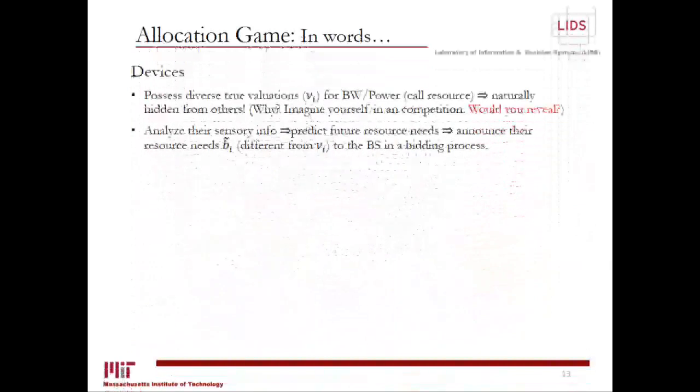In words, the allocation mechanism works as follows. We have devices that have diverse valuations, ν_i, for the bandwidth, or for the power, let's say. These valuations are private information. They are not known to each other. This is not a colluding market, and we assume that these devices don't share their private information.